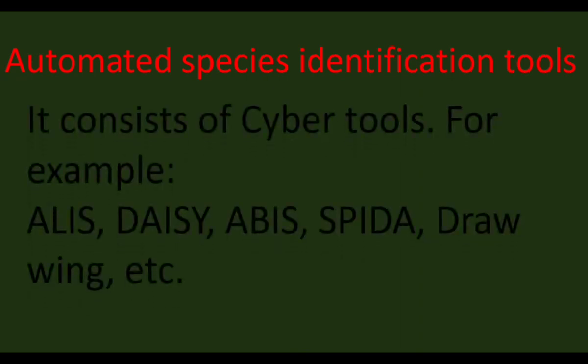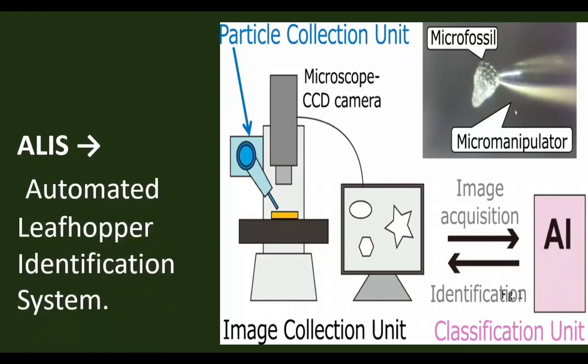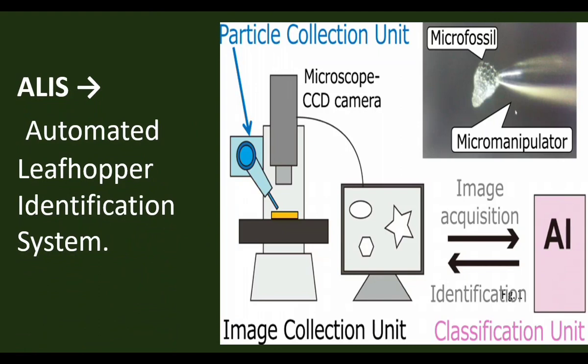Some of the taxonomical tools are called automated species identification tools. These tools can be handled by people who do not have much study or knowledge about taxonomy. It consists of cyber tools, for example ALICE, DAISY, ABYSS, SPIDER, DrawWing, etc. ALICE is an automated leafhopper identification system. This is mainly used for identifying invertebrate species.